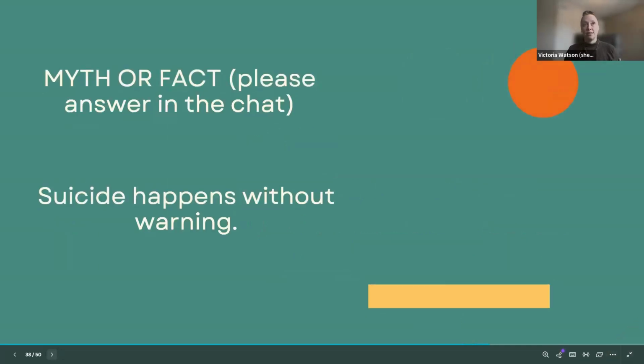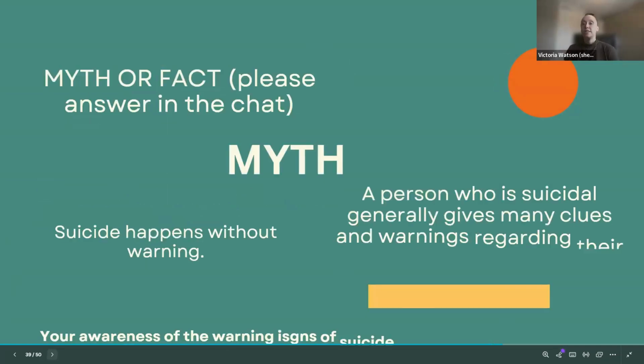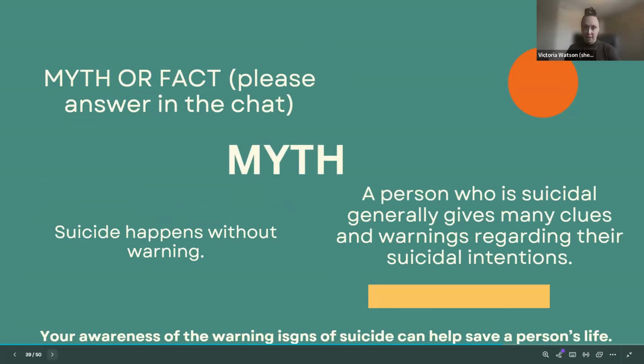And our last one, and there's always a lot of debate. I don't think this is an easy myth or fact, but suicide happens without warning. This one usually elicits a lot of conversation in the course. Good, so I see some myths coming in. That is right. So that is a myth.